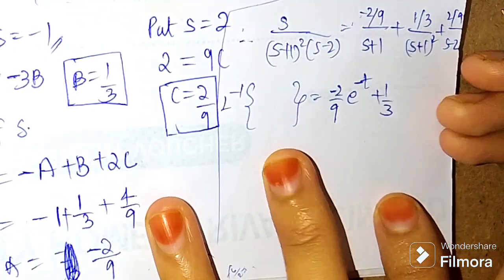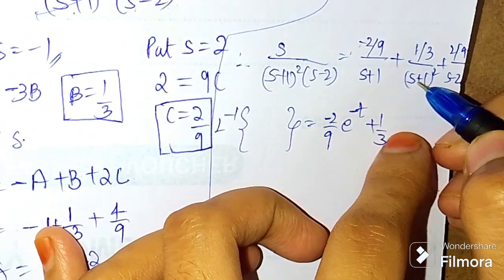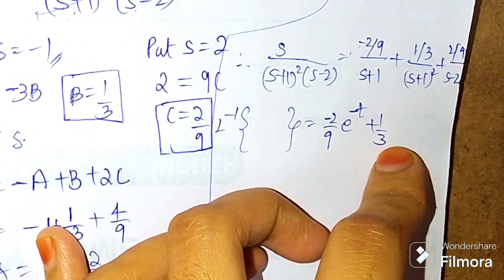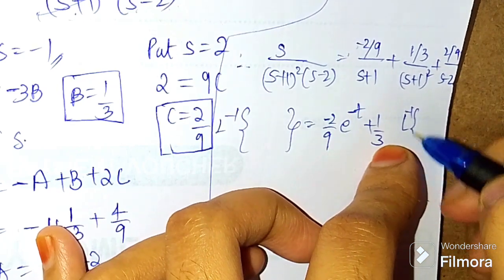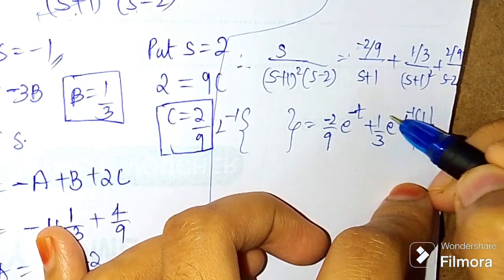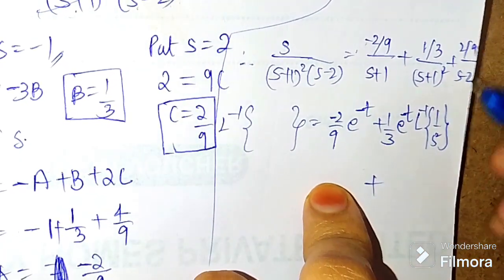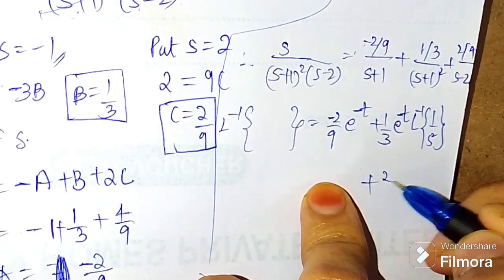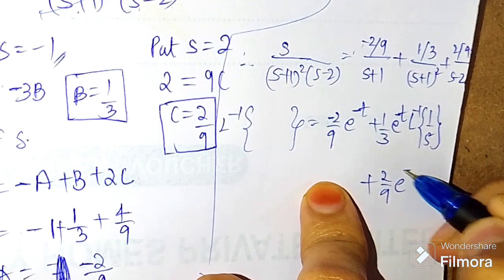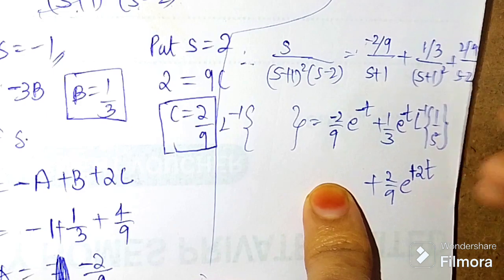Which property should we use here? Shifting property, right? So I'll shift my s plus 1 to s. So I'll write the Laplace inverse of 1 by s squared, and outside I'll write e power minus t. Okay, plus what is this? s minus 2. So directly I can write e power 2t, because here minus is there.